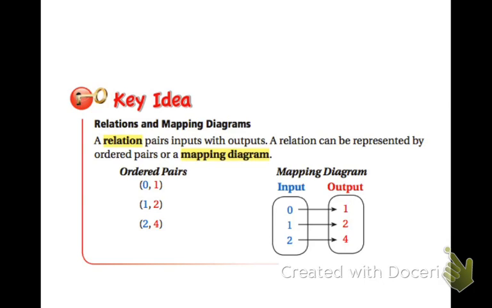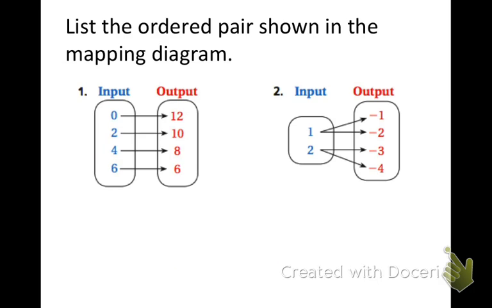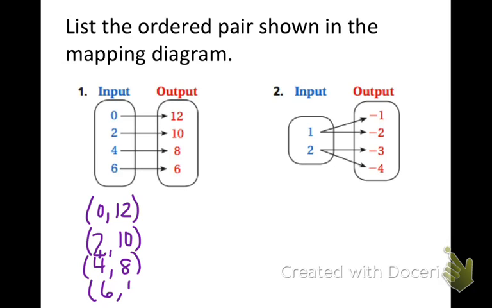So a relation pairs inputs with outputs, and a relation can be represented by the ordered pairs or a mapping diagram. And so this shows you both, and this is in your textbook. In the first example, we want to list the ordered pairs shown in the mapping diagram. So 0 is matched up with 12, 2 with 10, 4 and 8, and finally 6 and 6. If you needed to, you could also graph them, but you're not being asked to at this point.